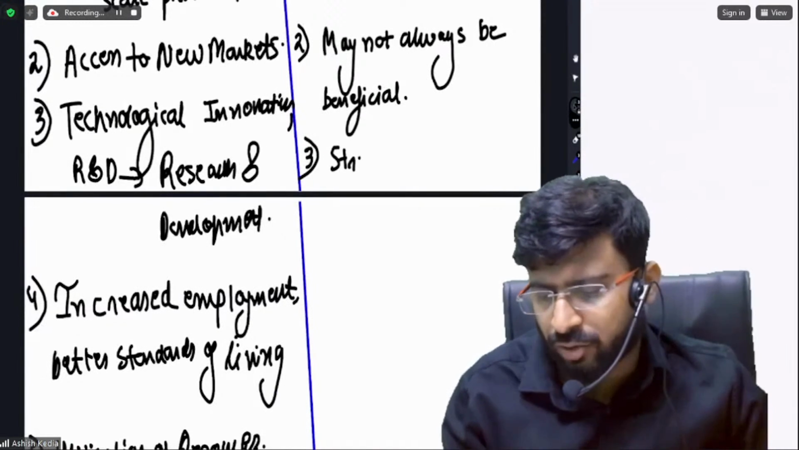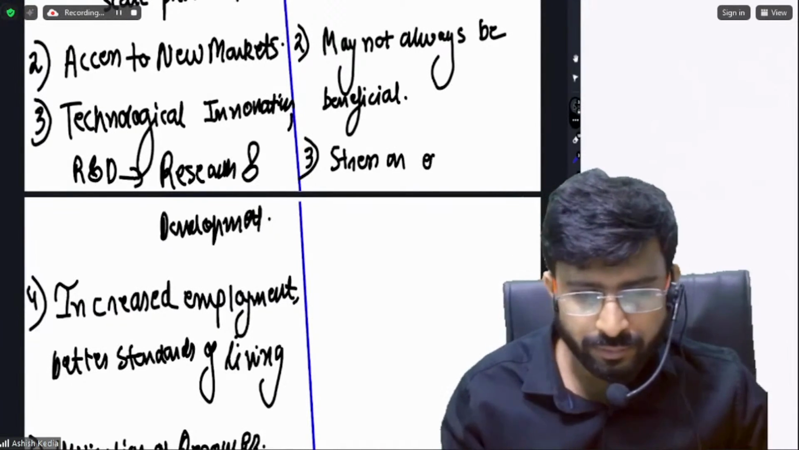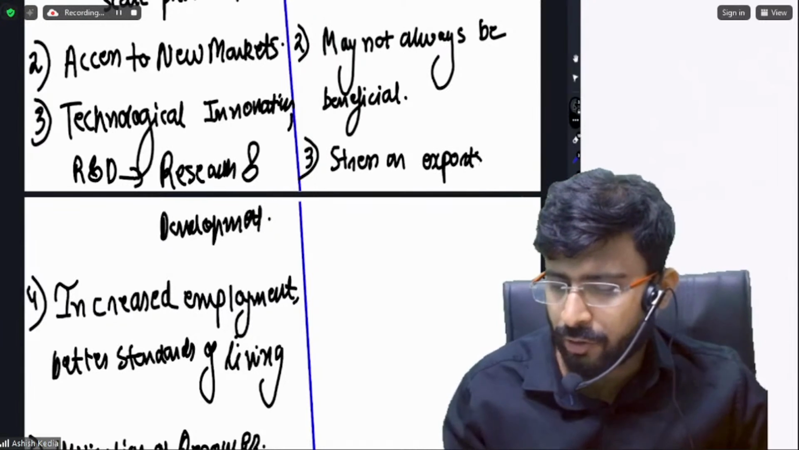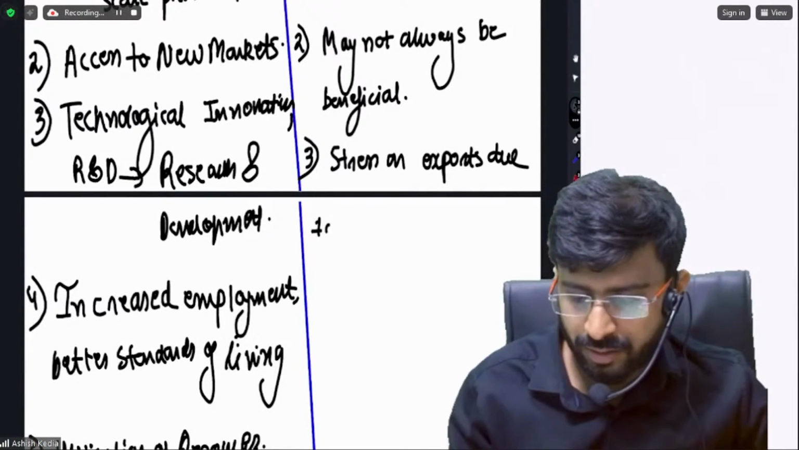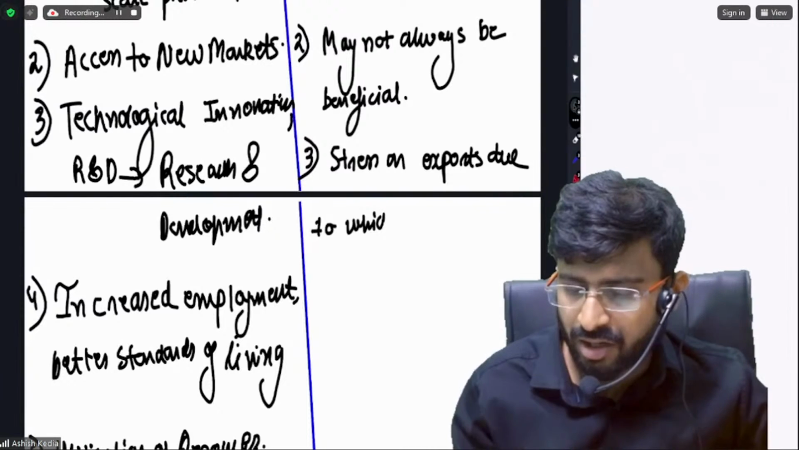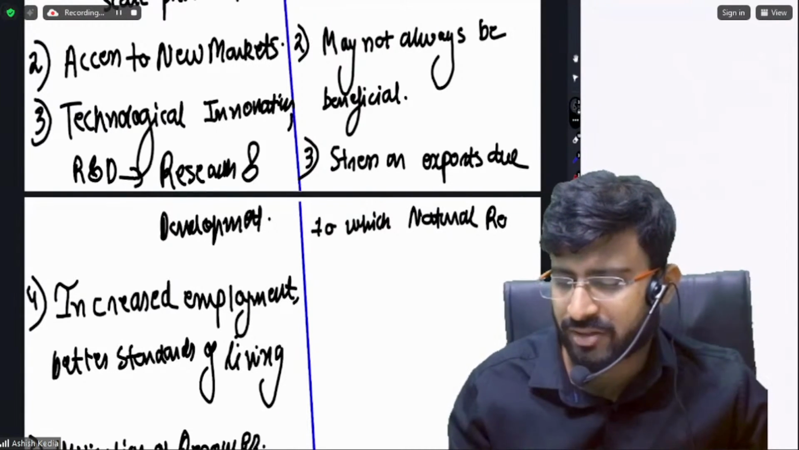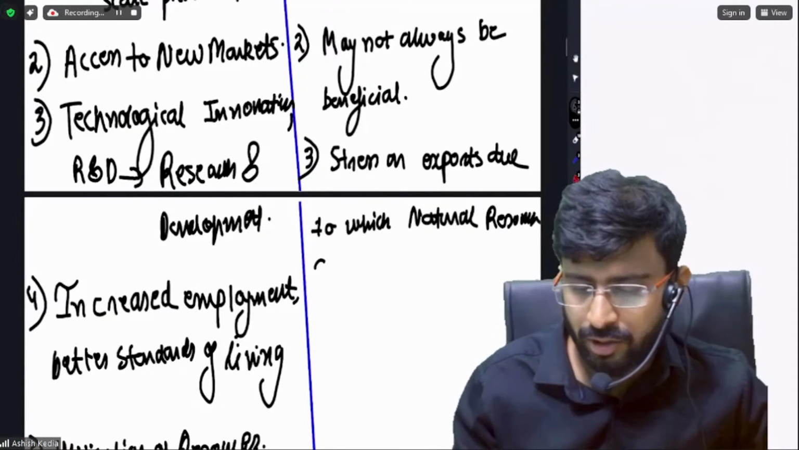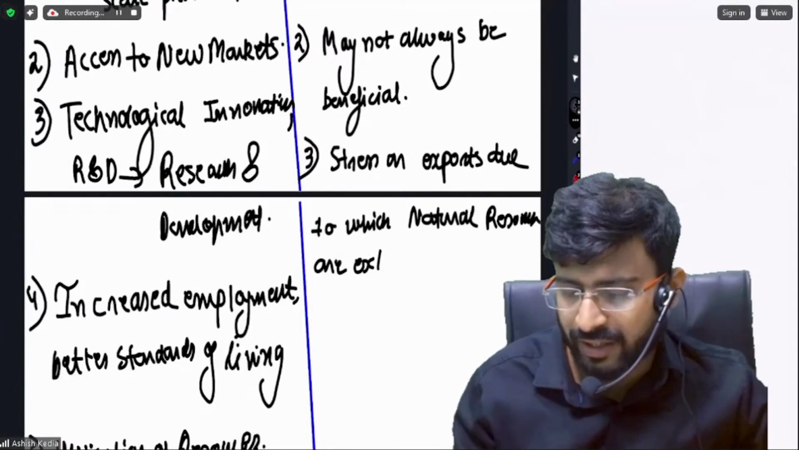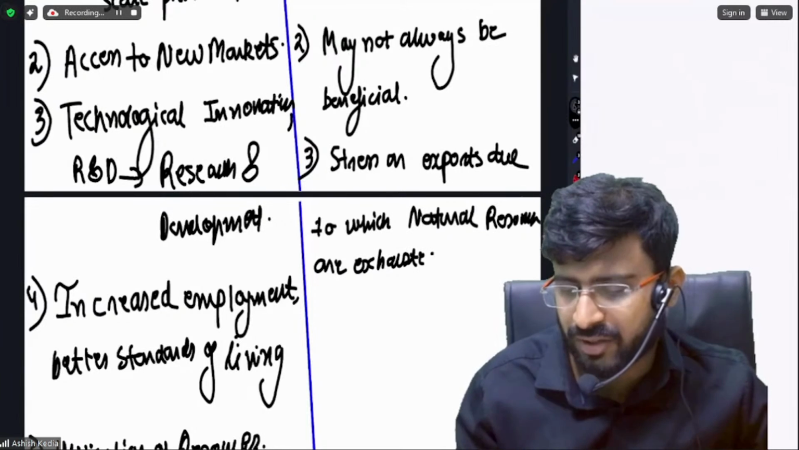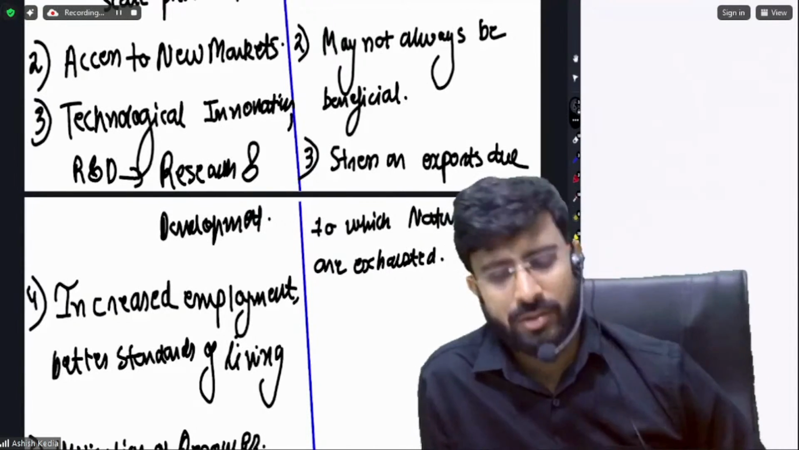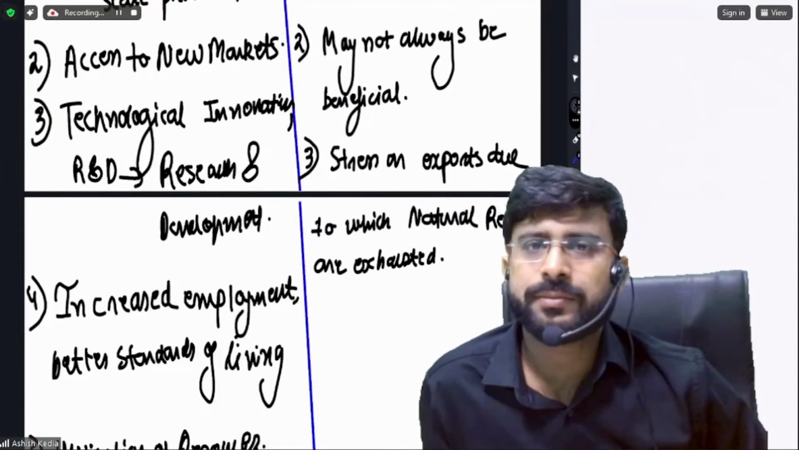There is immense stress on exports, due to which natural resources are exhausted. Exhausted means basically overutilized, exploited, you could say.